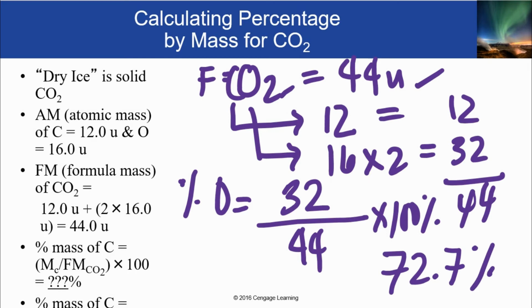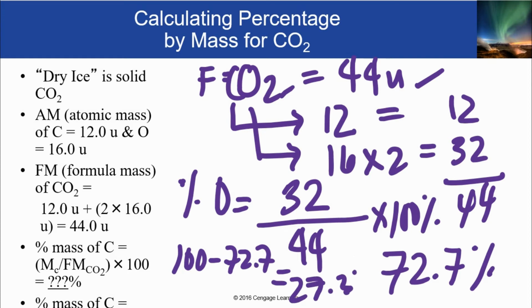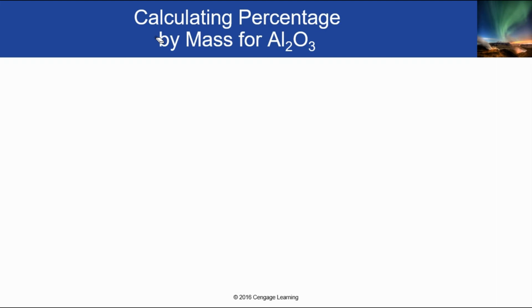72.7% oxygen. So, pag tinignan natin, if we subtract 72.7 from 100, we will get 27.27 or 27.3, which is the percentage by mass ng carbon. So, that is to show that the law of conservation of masses as well as the law of definite composition is observed in this concept. So let us try this example.